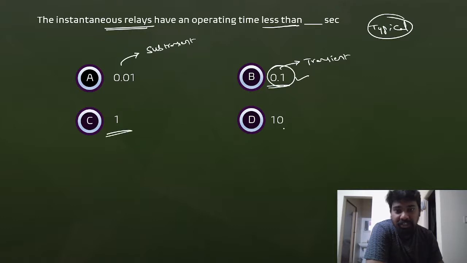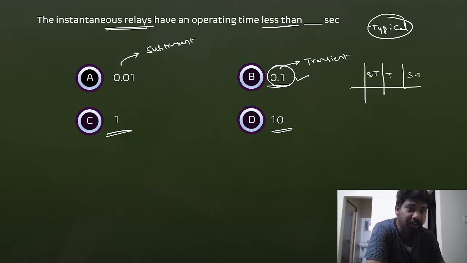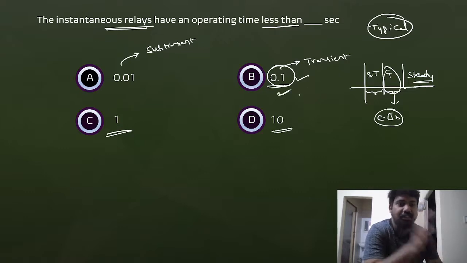No other options are matching. 1 second and 10 seconds are very high time periods actually. Initially we will be getting the subtransient period, then the transient period, then the steady state period. So this is very long, and here we cannot operate. This is the only possible zone, so generally all the circuit breakers will be operating in this region. And here he gave instantaneous relay. This is absolutely right. 0.1 is the right answer. This is a typical value. Please do remember this thing.